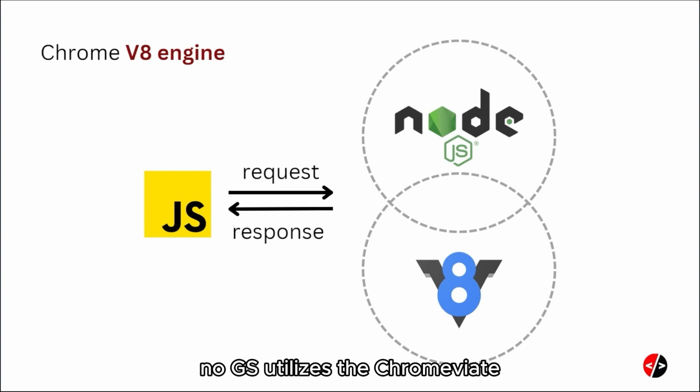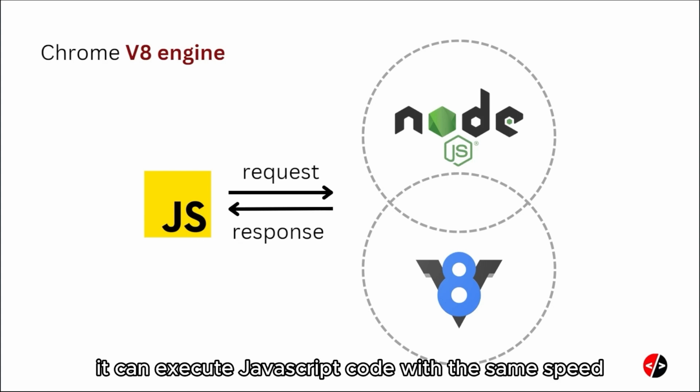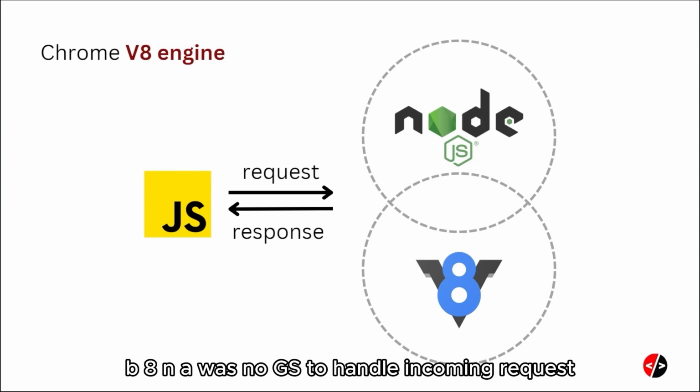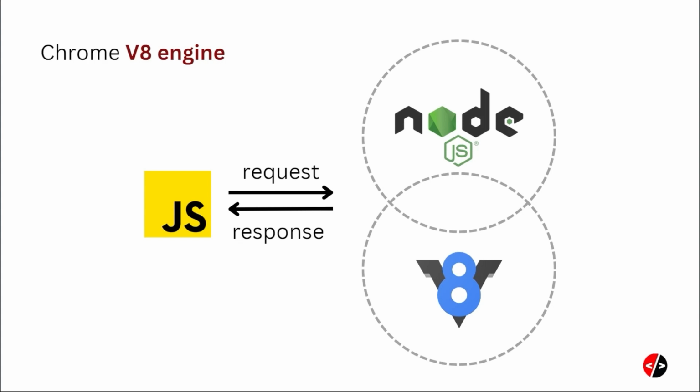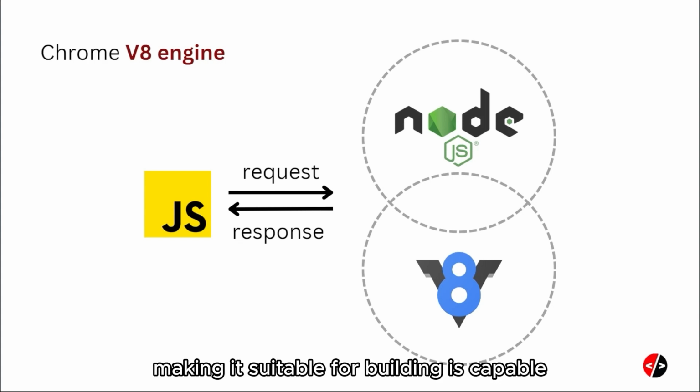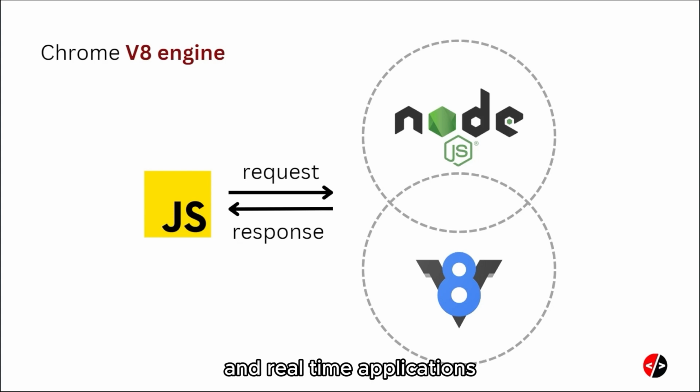Node.js utilizes the Chrome V8 engine as its JavaScript runtime, which means it can execute JavaScript code with the same speed and efficiency as the Google Chrome browser. V8 enables Node.js to handle incoming requests, process data, and execute business logic on the server side, making it suitable for building scalable and real-time applications.